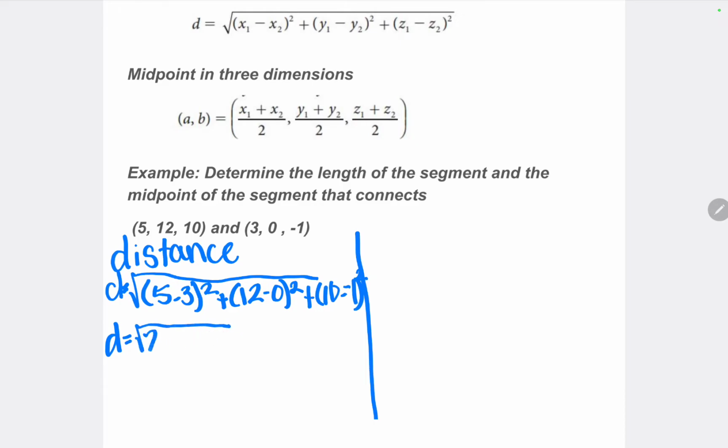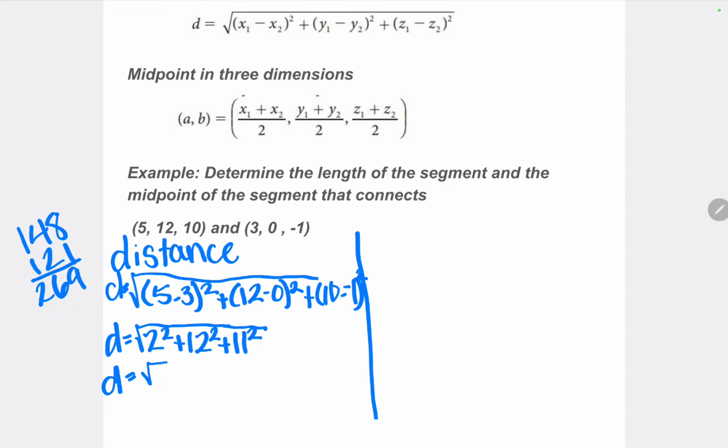2 squared plus 12 squared plus 11 squared. That's going to be 4 plus 144 is 148. And then the square of 11 is 121. So 148 plus 121, that is 269. And 269, unfortunately, is not a perfect square. I am just going to leave it like this. If you have your calculator, you can determine a decimal value to 2 places.